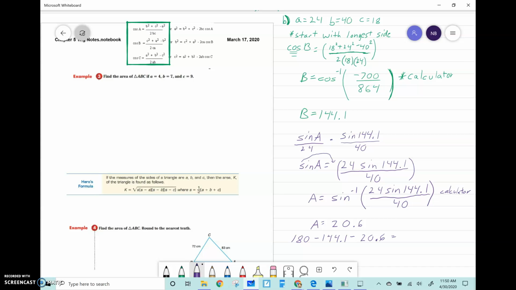We end up with 33.3, and that is angle C. So we found angle C, we found angle A, and we found angle B all together.